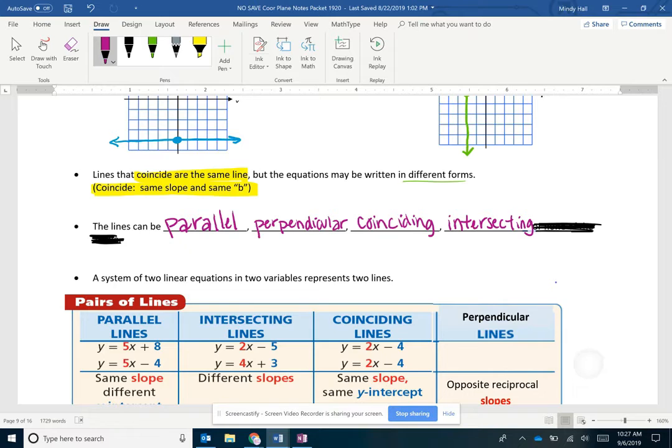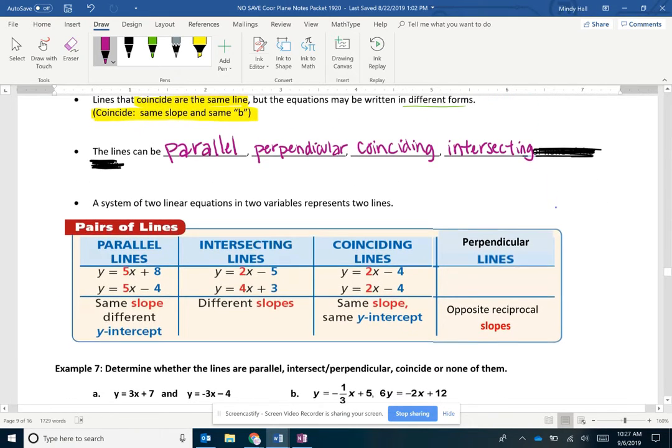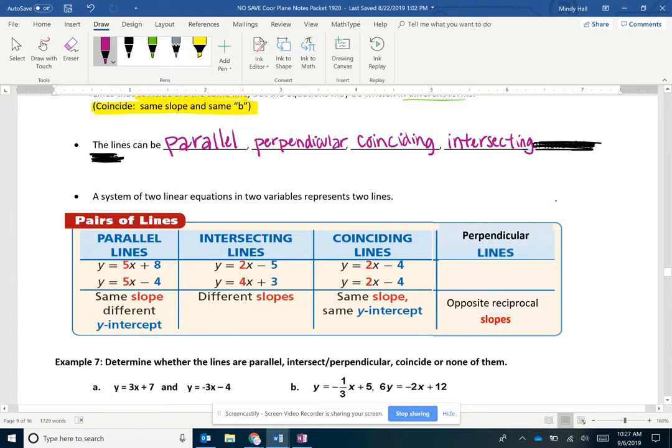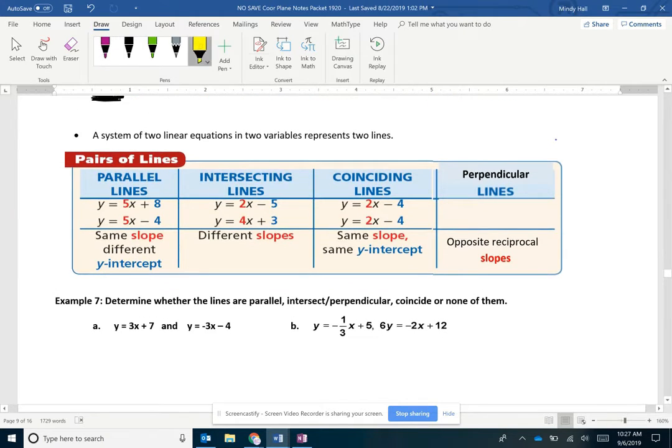Okay, so a system of two equations and two variables represents two different lines. So starting with parallel lines, what you really want to look for is the same slope. So notice 5 and 5, they have the same slope. They should have a different y-intercept though, because if they have the same y-intercept, then it's going to become a coinciding line. So then for intersecting lines, you just need different slopes. And it doesn't matter what the y-intercepts are, the slopes just have to be different. For coinciding, you need the same slope and the same y-intercept.